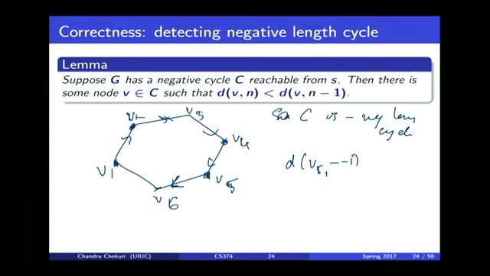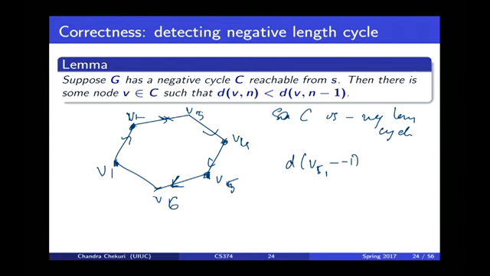So I get that inequality for all of them, and if I add all of them, everything will cancel, and I will get the property that the length of the cycle is actually not positive. But I assumed that the length of the cycle is negative. So that's the contradiction. So if the length of the cycle is negative, then one guy has to go down in the next iteration. So that's the proof that you need to think about a little bit.